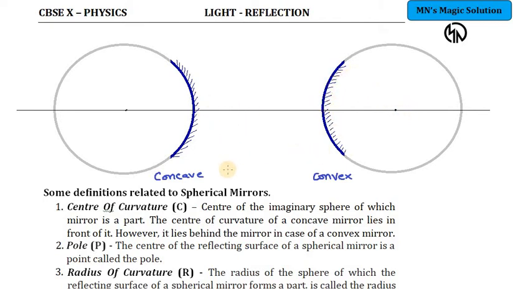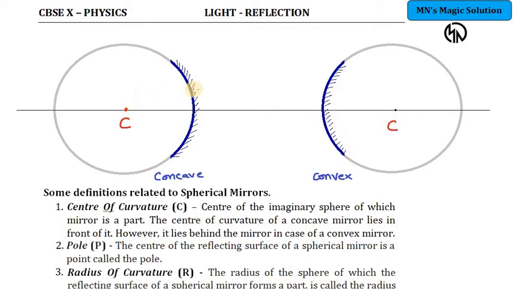Now let us go on for the definitions. So the first definition is about center of curvature. It is denoted by capital C. So statement pathina, center of the imaginary sphere of which mirror is a part. So in the mirror, the imaginary sphere oda part adanudaiya center. So this is the center. So let me mark it as capital C, which is center of curvature. Same way, in the mirror oda imaginary sphere oda center is this one. So center of curvature is this.